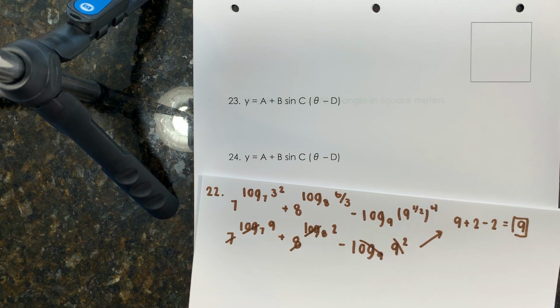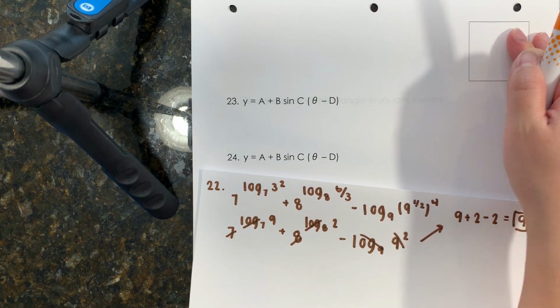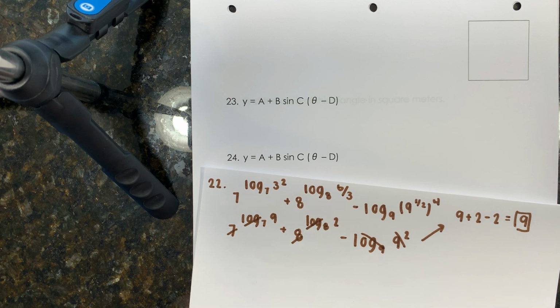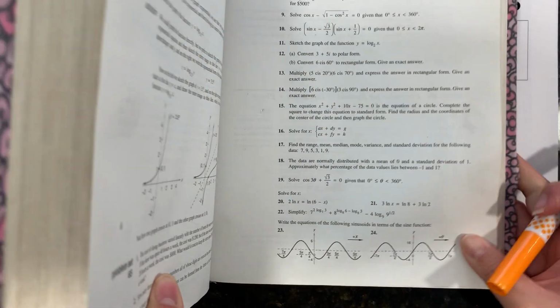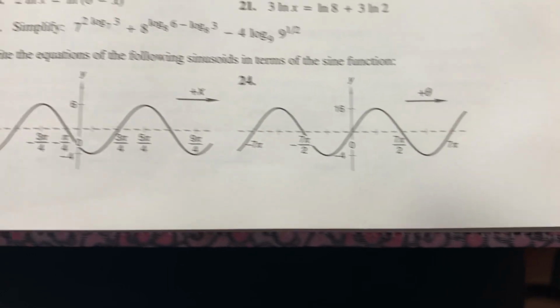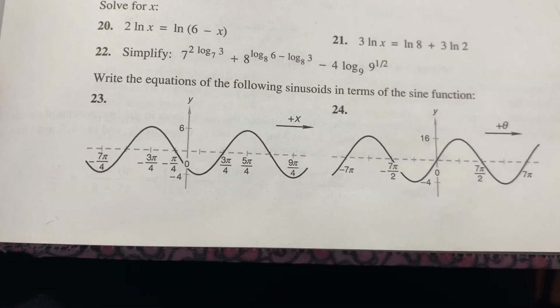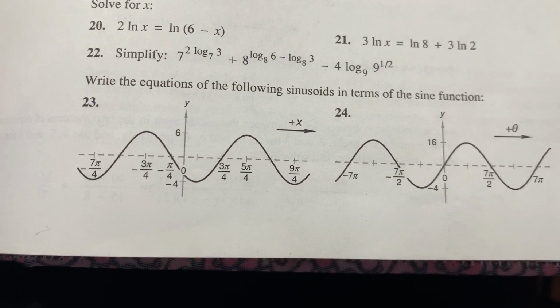Now moving on to number 23 and number 24. They both say to write these in terms of a sine function. So your equation is going to be y equals a plus or minus b sine c of theta minus d. So if we look at this problem here, we're looking at number 23 first. It says to write this in terms of a sine function.